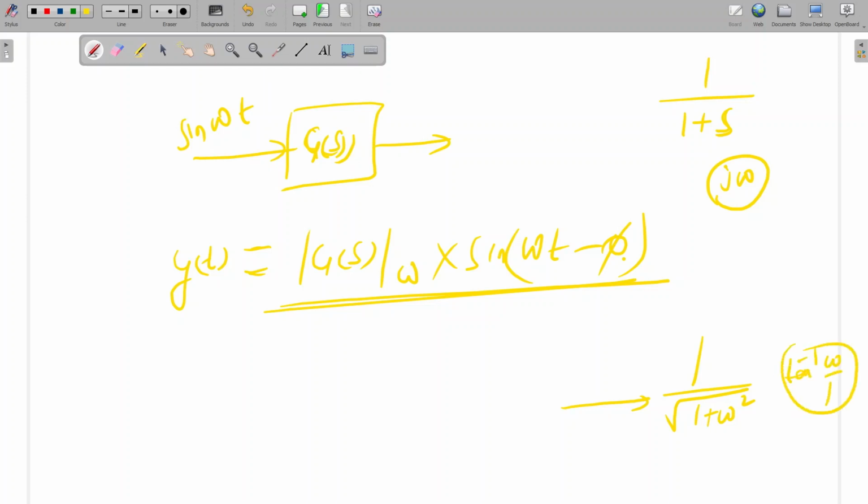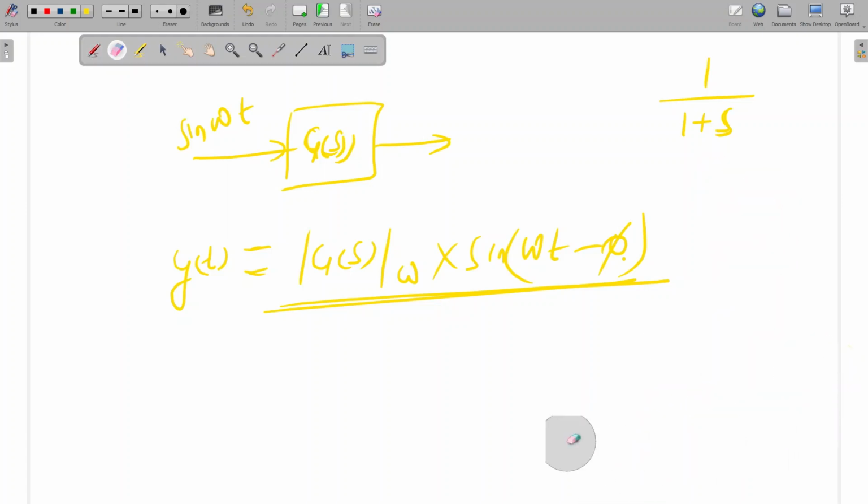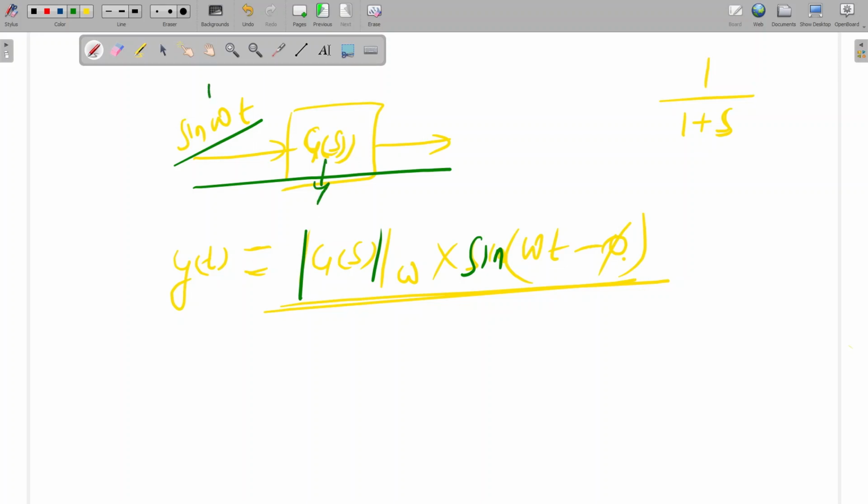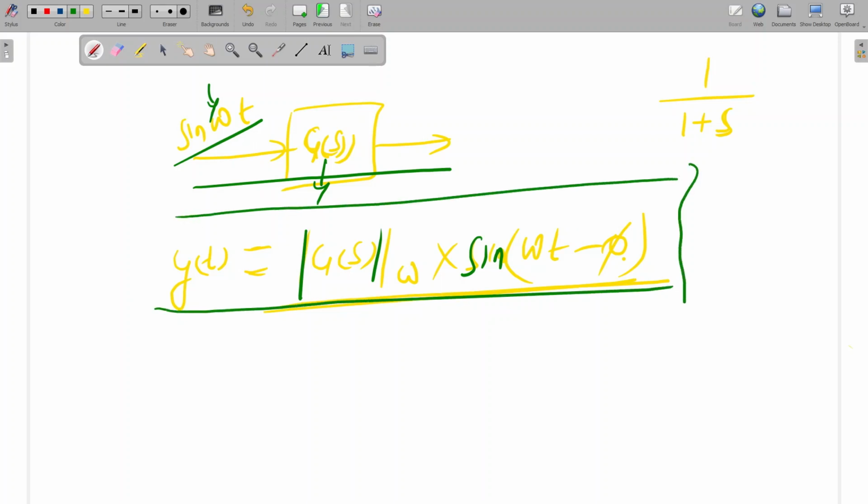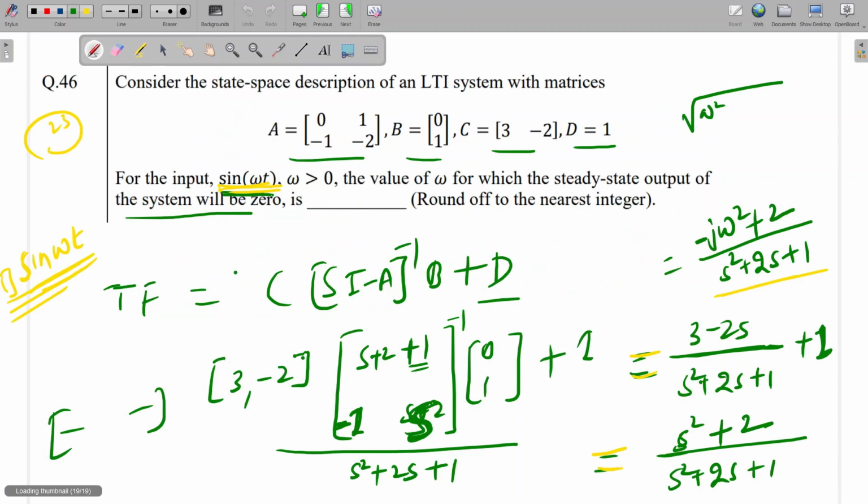Correct? Yes. So if a sinusoidal input is there and some G(s) is there, for this kind of question, how will we do it? We'll multiply one magnitude with that sine, and again the sine will be shifted by phi. So what is phi? Phi is the phase angle of G(s) at the value of omega. This type of question has already been asked in GATE many times. So here also I think they have asked the same thing. Maybe we are missing something.